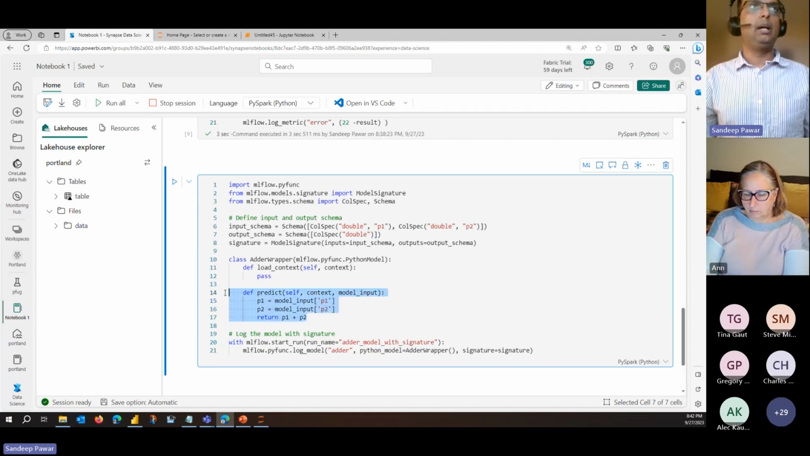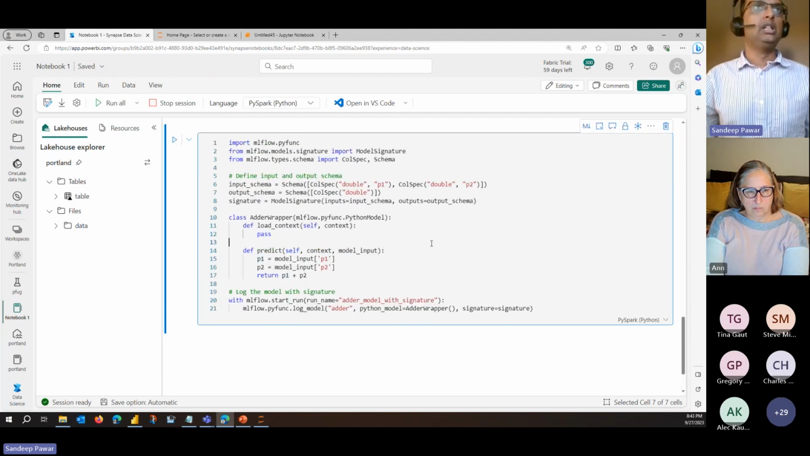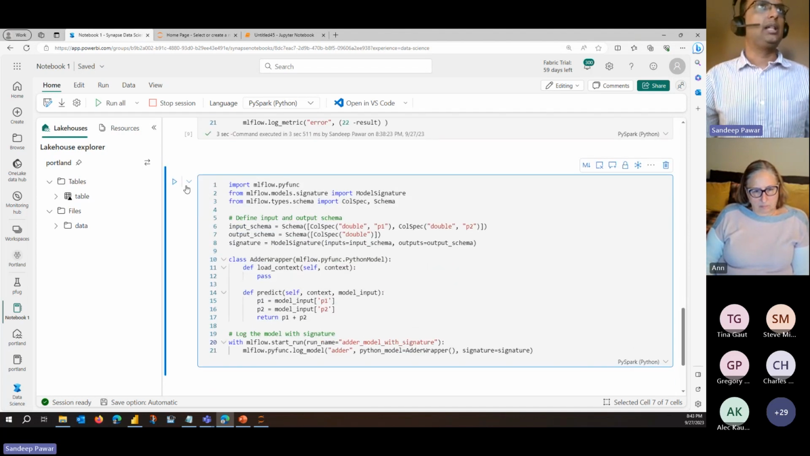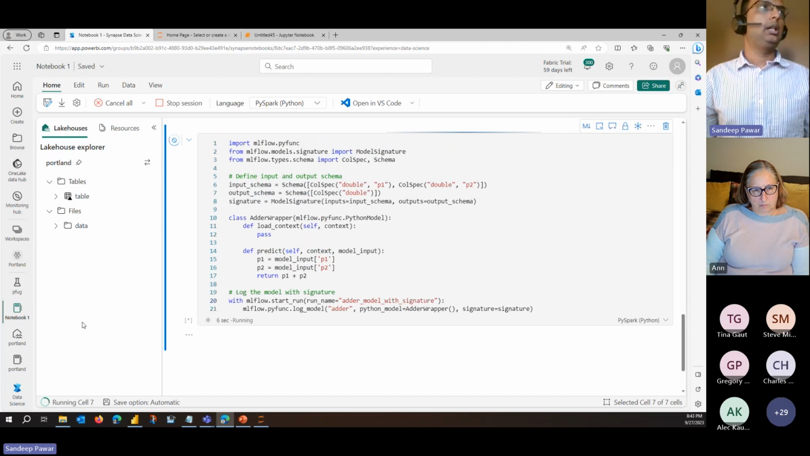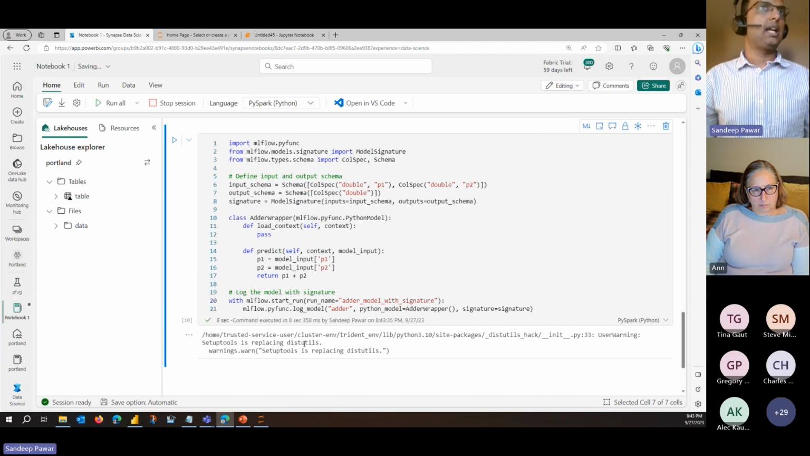And then MLflow expects it to be in a certain format, which you can basically just copy and paste from MLflow's website. And there's nothing fancy going on over here. And the same thing, P1 plus P2, and then I'm calling my model as adder, and I'm creating a new experiment that says adder with signature, meaning what is my schema. Okay, so I'll just run that, and if it runs successfully, we should see... so that ran successfully.